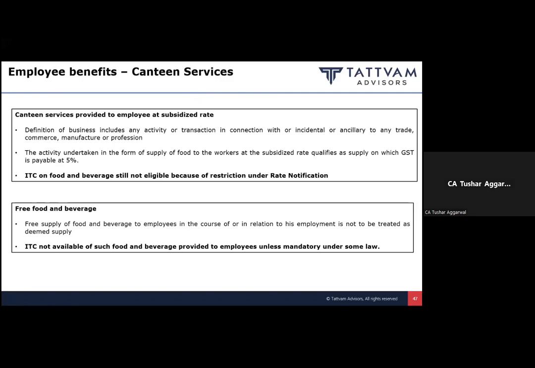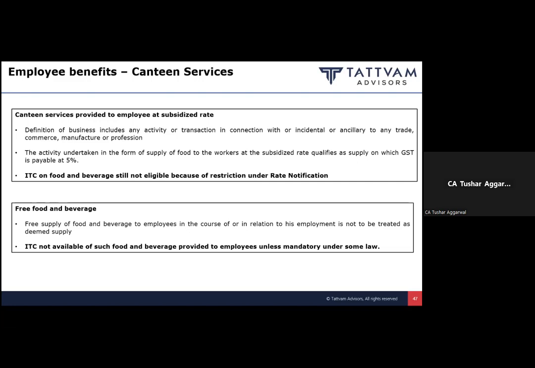If canteen is in a factory where there is a legal obligation to maintain the canteen services, in that situation, credit on food and beverages will be available. But there is a catch. Even in factory, credit will be available only in a situation where you are not recovering the amount from the employee. Where you recover the amount from the employees, I repeat, where you recover the amount from the employees, then the dispute comes whether there is an output service, that is, there is a GST on recovery of amount from the employees, on which tax is payable at 5%.